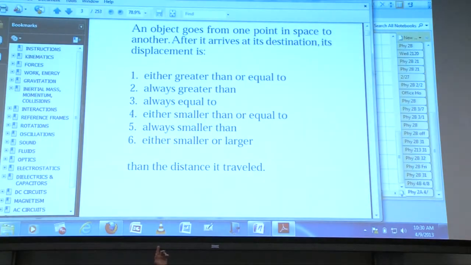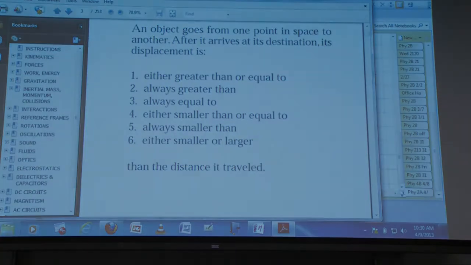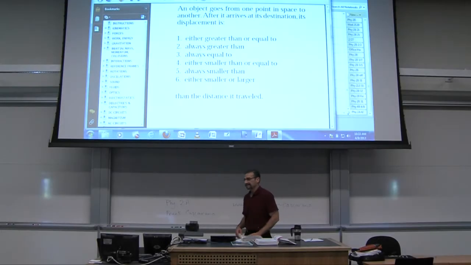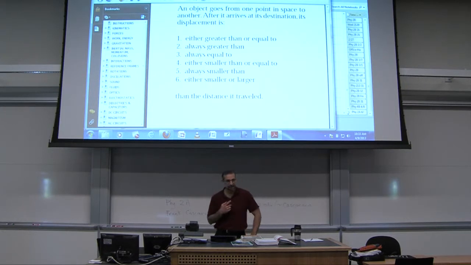An object goes from one point in space to another. After it arrives at its destination, its displacement is this compared to the distance it traveled, right? Either greater than or equal to the distance it traveled, always greater than the distance traveled, always equal to the distance traveled. Okay, so read this over. Come up with your best response. Okay, we ready?